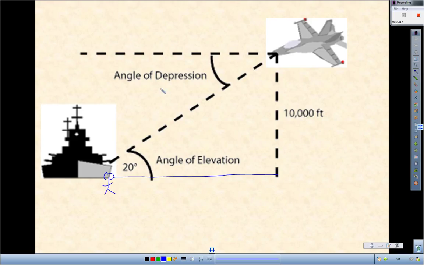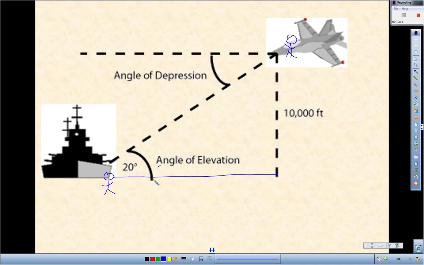Now the angle of depression is depression, like going down. So if somebody's up here in the plane and they're looking down at this ship, the angle of depression is not this angle right here. It is actually this angle that's right there. Now, remembering your geometry skills, alternate interior angles are congruent.